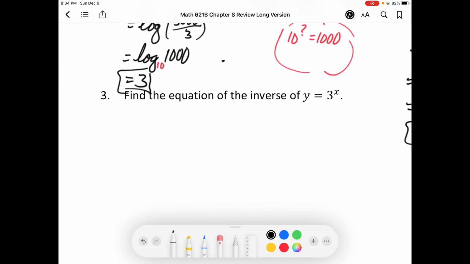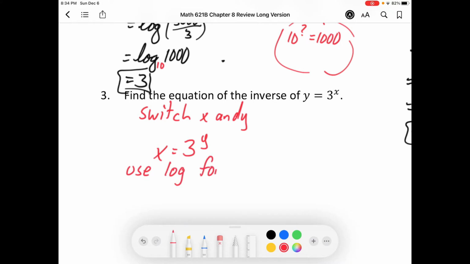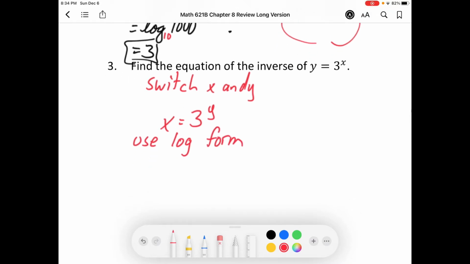Find the equation of the inverse. So when you're finding the equation of the inverse, the first thing that you do is switch x and y. So I'll get x equals 3 to the y. One easy way to get that y out from the exponent is to go to log form. So use log form. It's not the only way. You could take the log of both sides, but I like this idea.